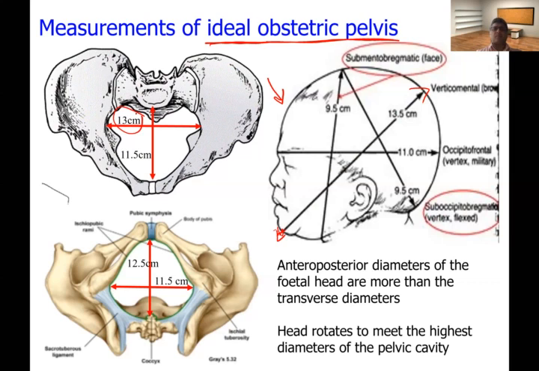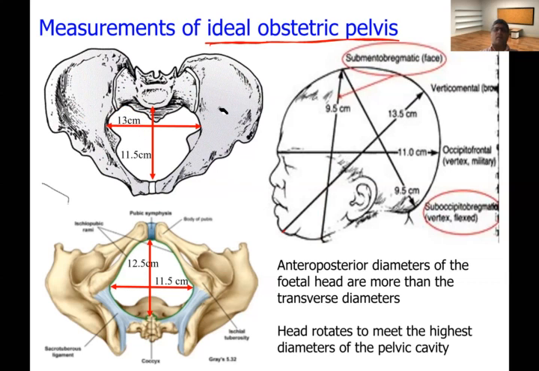So then if the face presents, if the face enters the pelvic inlet first, then you get this submento-bregmatic diameter. You don't have to remember these terms, okay? Whatever you call this, you can see that if the face enters the pelvic inlet first, this is the diameter that is important, the anteroposterior diameter, which is only 9.5 centimeters, then it is possible to pass through this inlet.